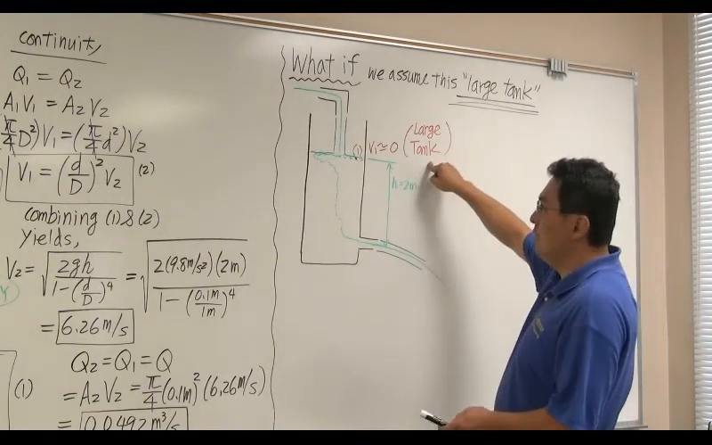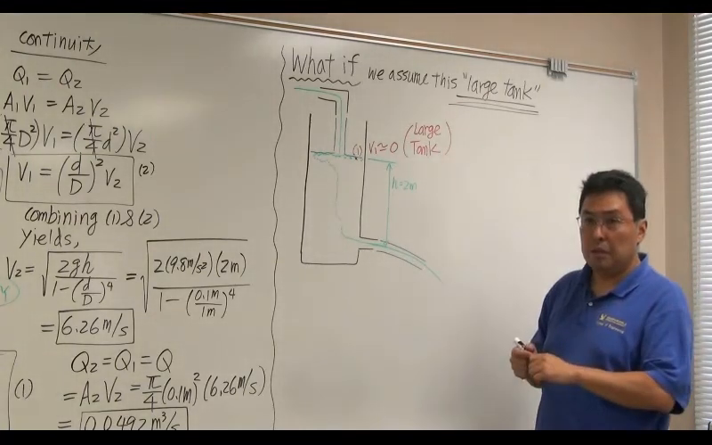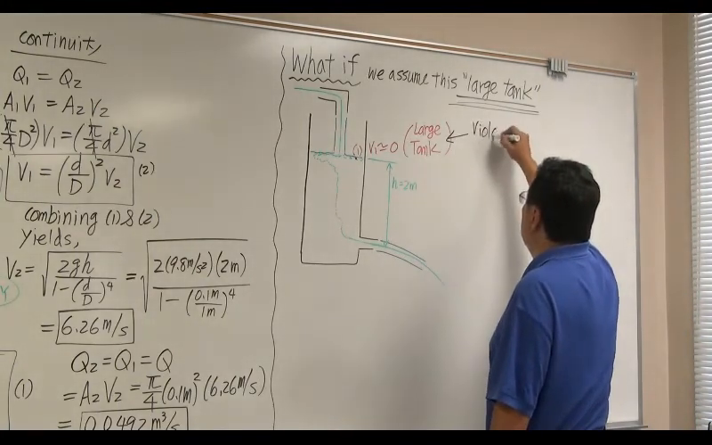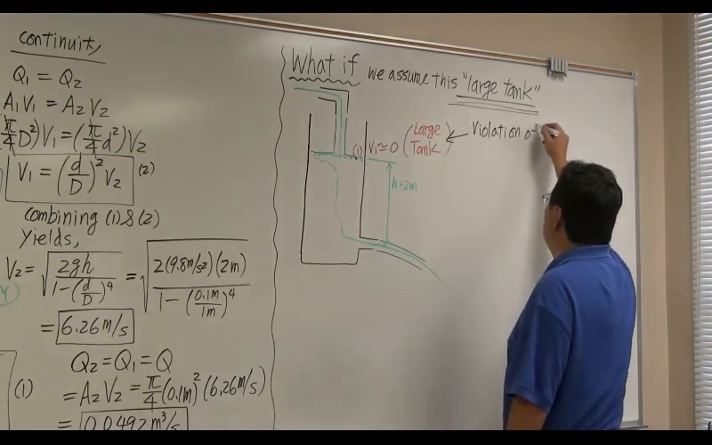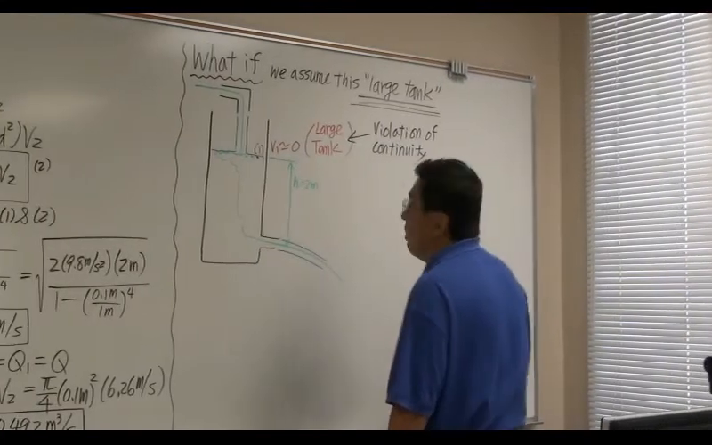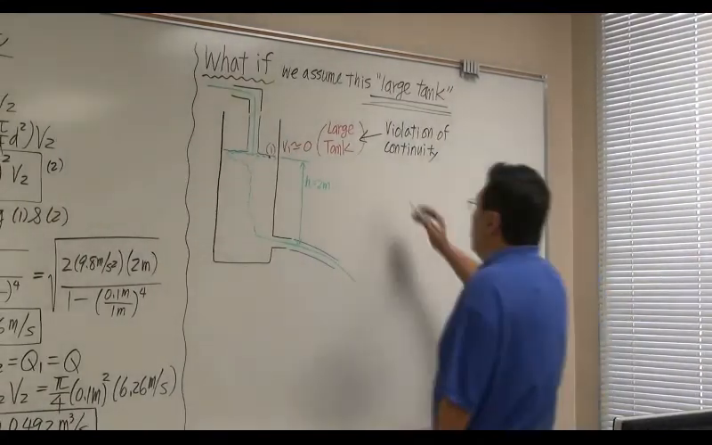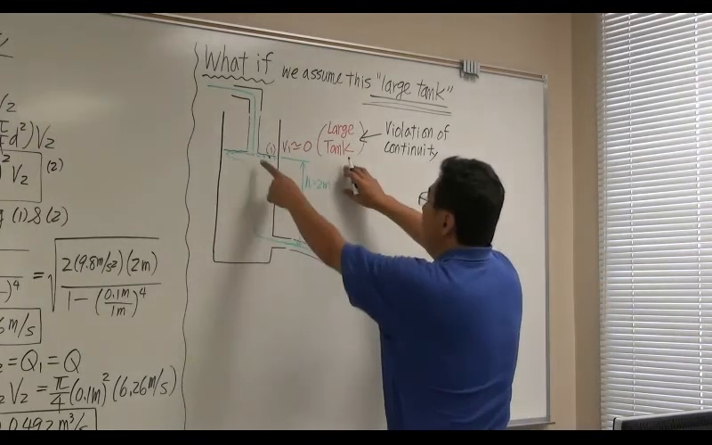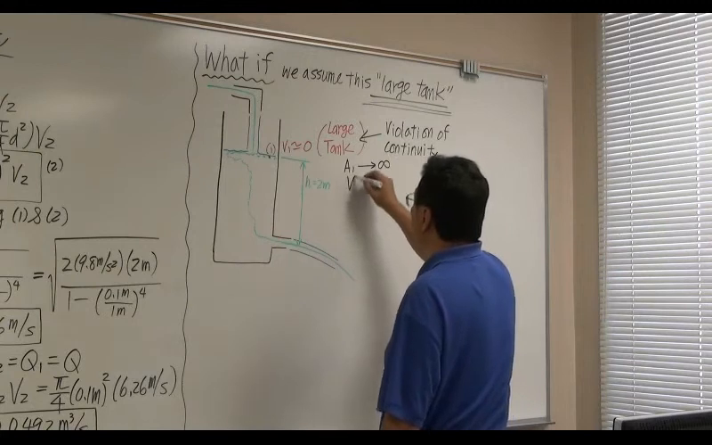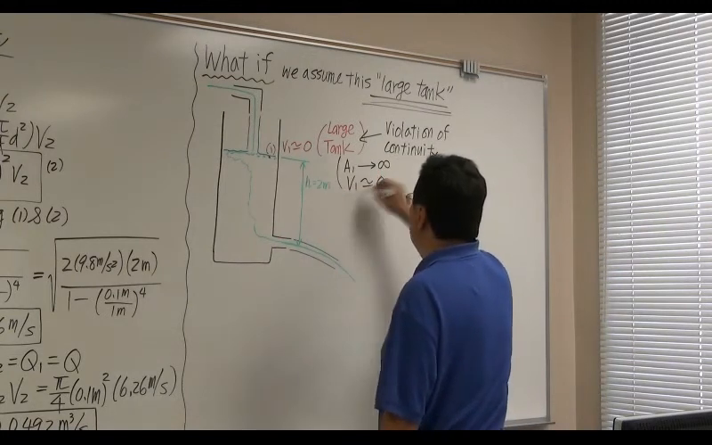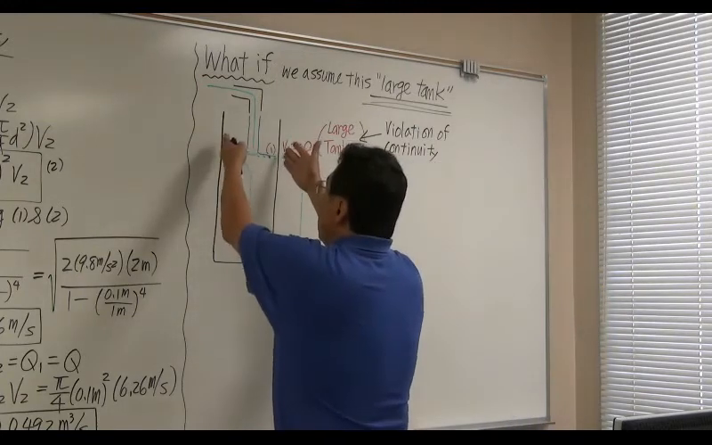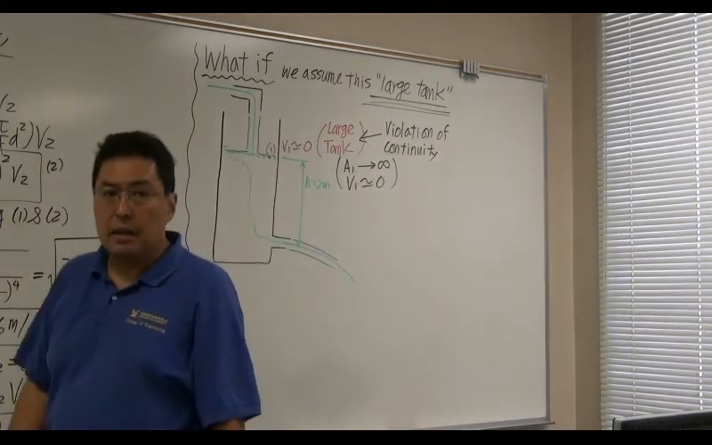Now, large tank assumption really means that we're not going to use continuity. Large tank assumption is a violation, essentially. Violation of continuity. Okay. We're not going to apply the continuity equation. Why is this a violation? Large tank really means that the cross-section area A1 is approximately infinity. That's why V1 is approximately 0. That's the meaning of large tank. So that means right here, continuity cannot be applied.